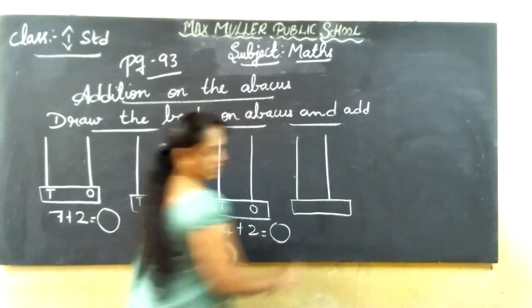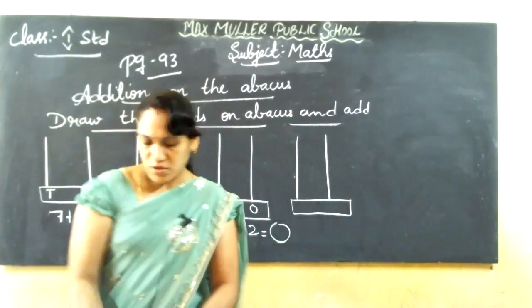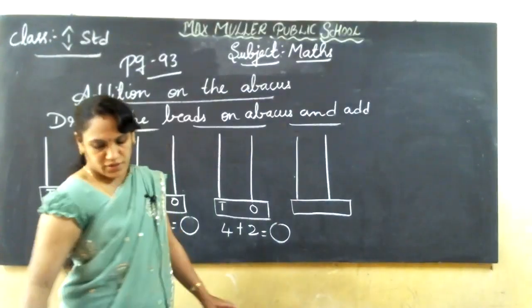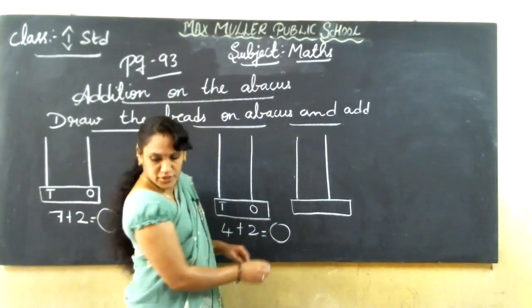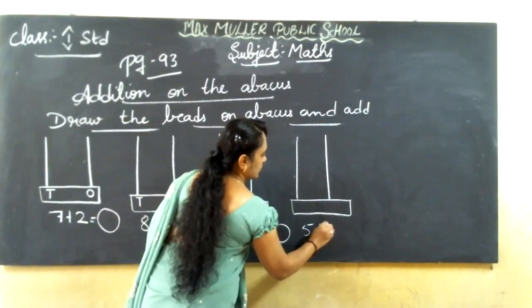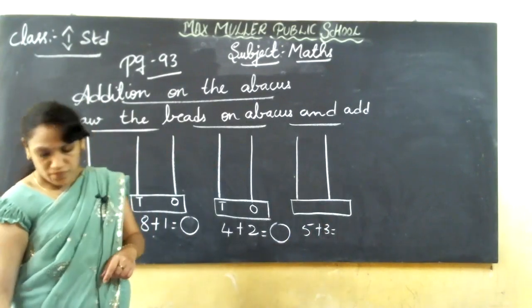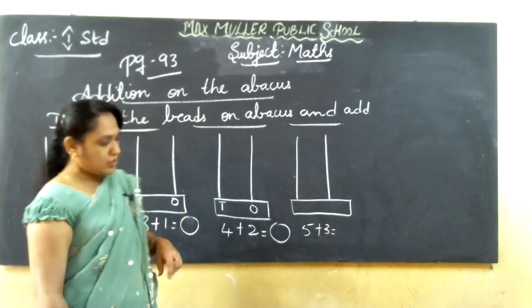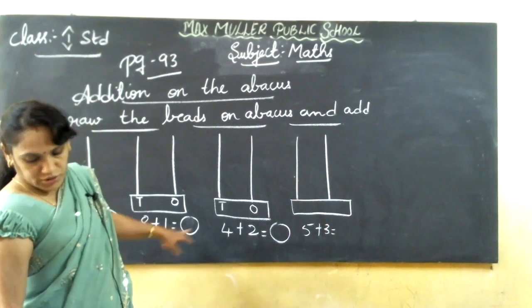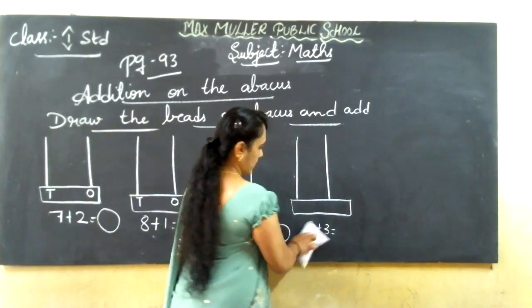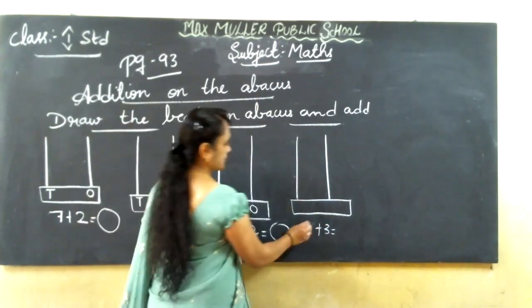Total 6 sums are there, isn't it? This page. Show the page once. This one, page number 93, abacus sum. 6 are there. Yes. Draw and keep the questions ready. That time it will be easy for me, to make you understand well, isn't it? This is the third sum. The fourth sum is 6 plus 3.